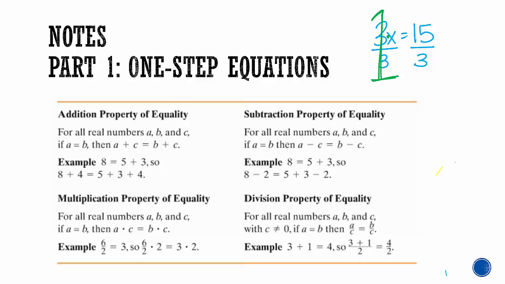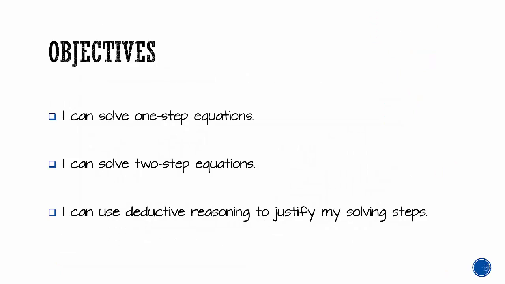And then the reason that this keeps the equal sign the same is because of this property right here, the division property of equality, which says that if you do the same thing to both sides, your equation stays equal. And that's how we end up with the actual answer here. So you use the addition, subtraction, multiplication, and division properties all the time without even knowing it. When we get to the deductive reasoning part, this objective here, you'll have to tell me which one you used when you solved.